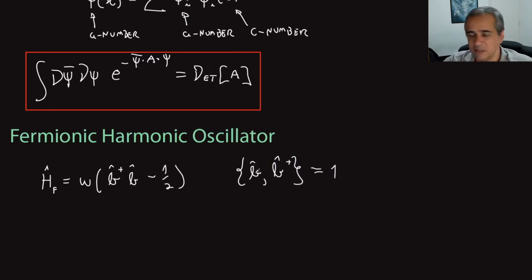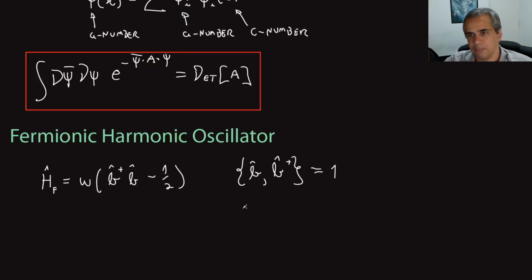So this is the anti-commuting relation between B dagger and B. This is similar to what we get in the canonical formalism. Now I want to use this to make a path integral and see what the path integral for the fermionic harmonic oscillator looks like.